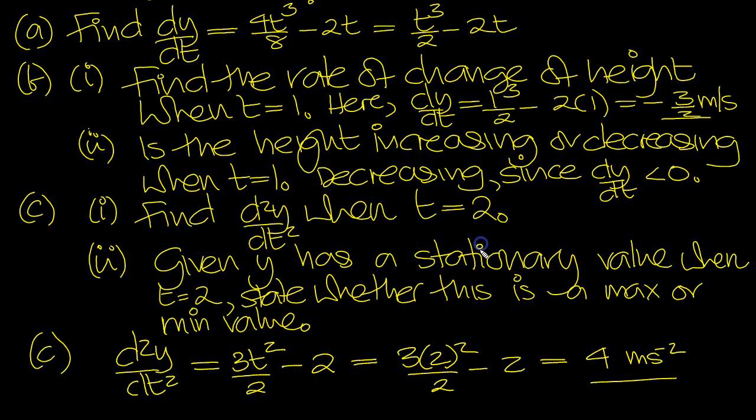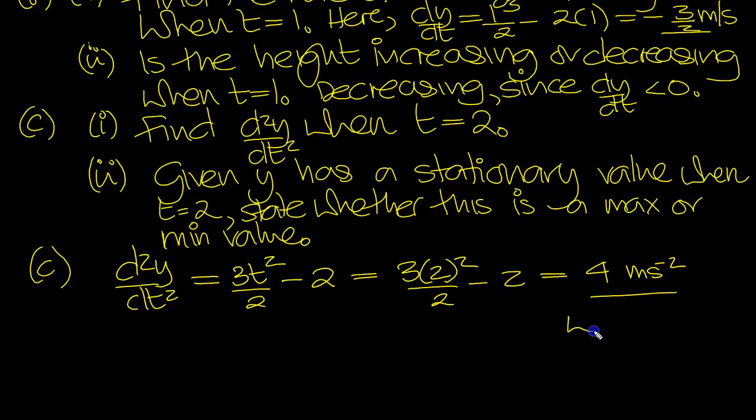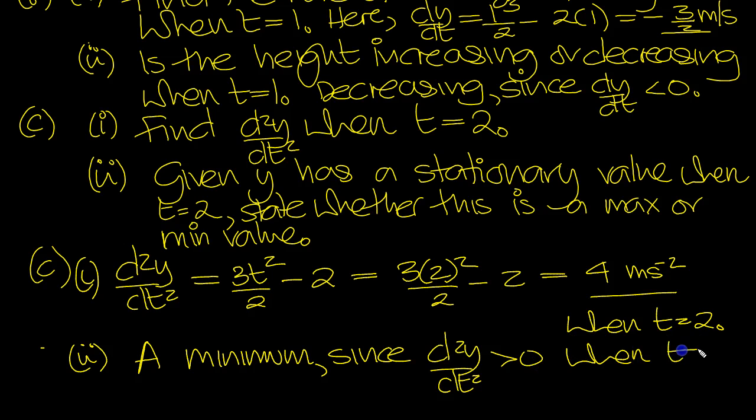Given that y has a stationary value when t equals 2, state whether this is a max or min value. Well, clearly because this is positive when t equals 2. So part 2: y has a stationary value when t equals 2. State whether this is a maximum or minimum. So it's positive, so it's a minimum. And this is since the second derivative is positive when t equals 2.